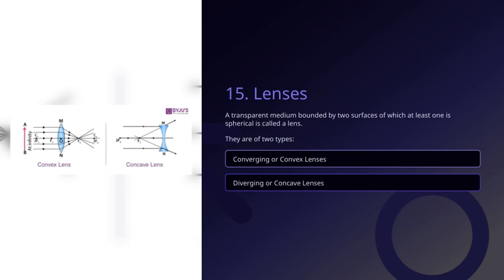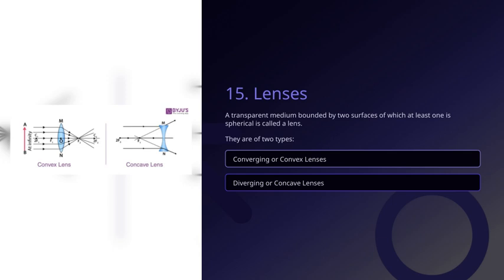This curvature is what gives lenses their unique optical properties. Now, lenses come in two main types. The first is converging or convex lenses, which bend light inward and focus it to a point. The second is diverging or concave lenses, which spread light outwards.